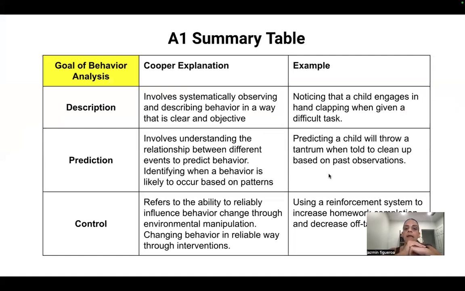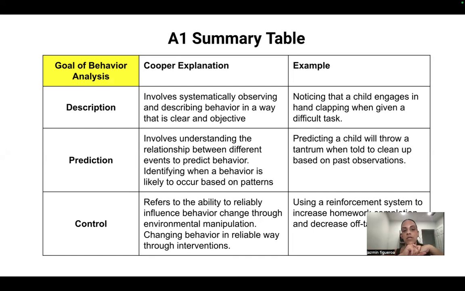So now I created an A1 summary table just to help with studying. And so we have the Cooper definition and then an example. So we have description, prediction, control. Again, these are goals of behavior analysis, A1. So we can divide it as DPC. That's how we can remember the acronym DPC.